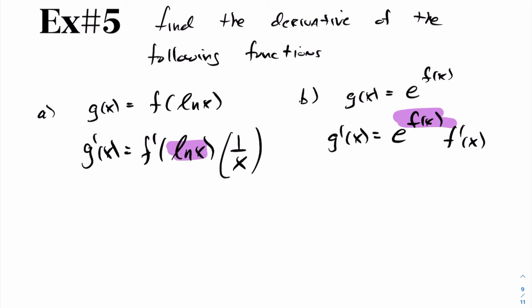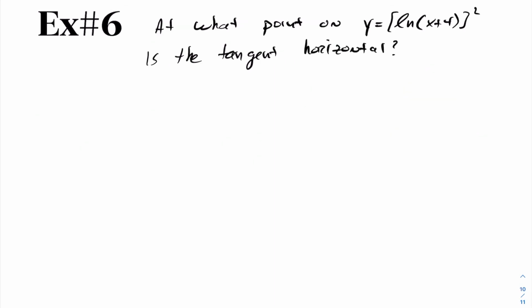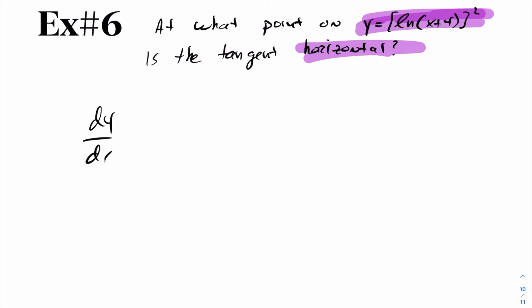Let's take a look at another example. So for the following example here, we want to find all points on this curve where the tangent is horizontal. So we go ahead and take our derivative. In this case here, dy dx is going to be 2 ln of x plus 4. Now notice here, this 2 is acting on the entire function, not just on the x plus 4. Had the 2 been applied to just the x plus 4, we could use our logarithmic properties and drop down that 2 and make the derivative easier. This is not the case here.